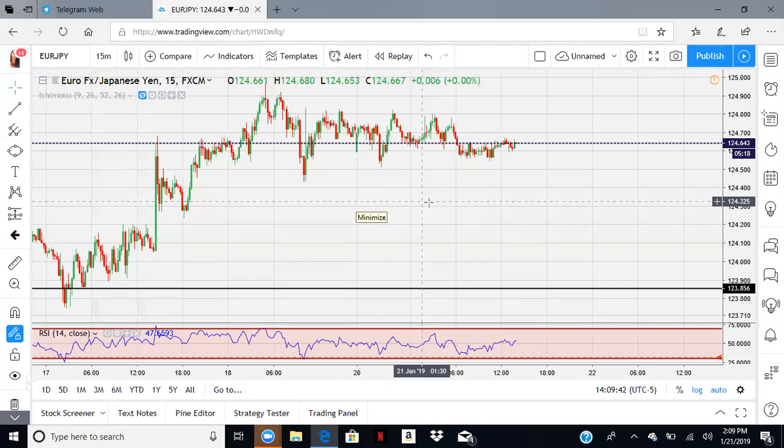The only pattern I trade is the consolidation, the flags. I won't go over any other pattern.